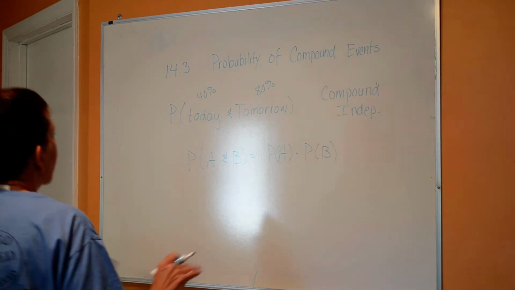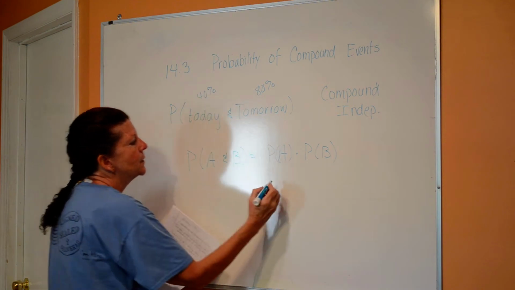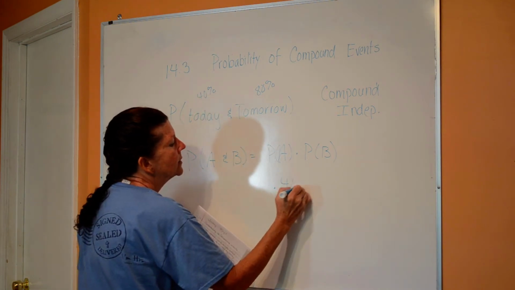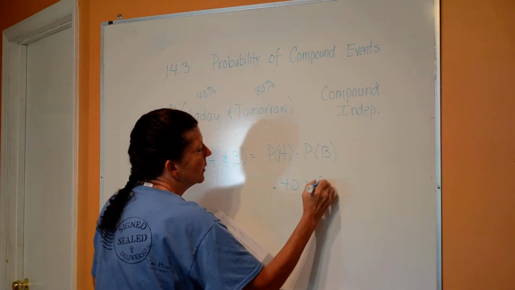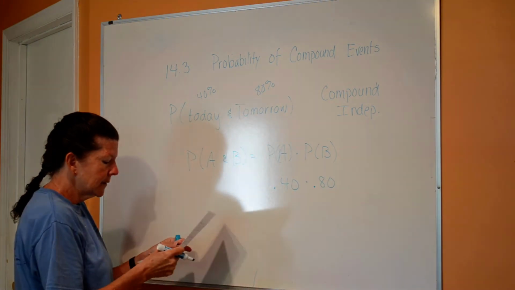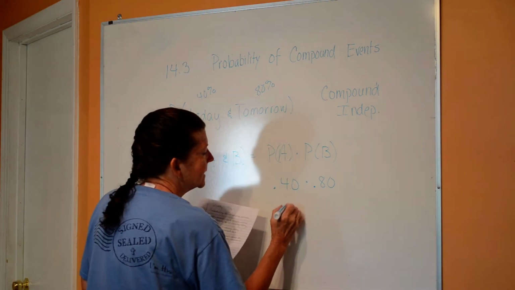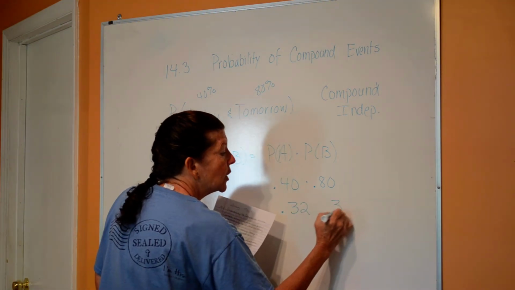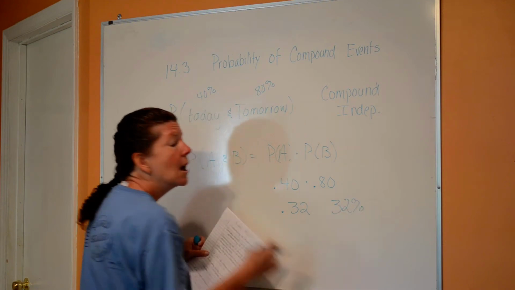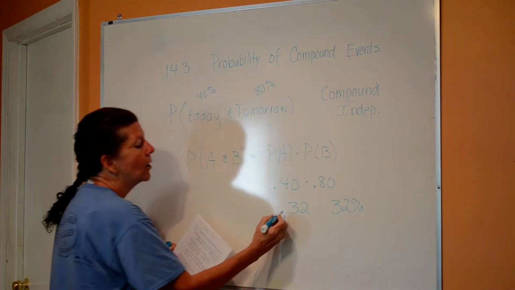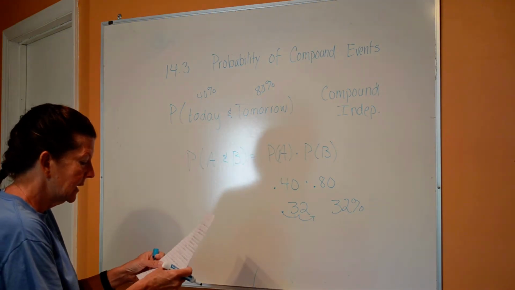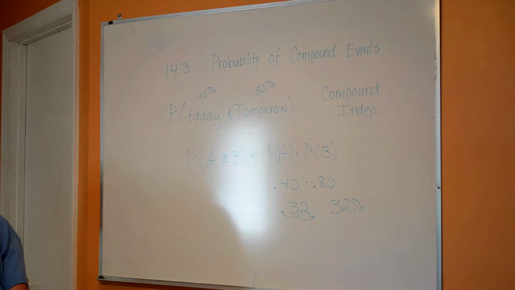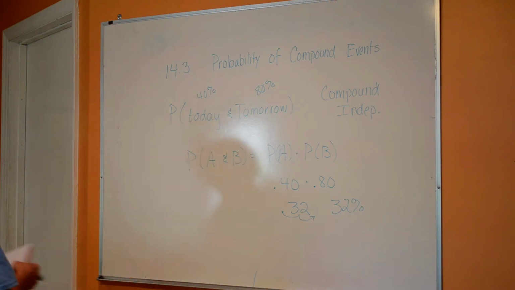It is. Okay, so I'm going to take that and move it into a decimal so I can do math on it. So that's decimal 0.4, 80%, decimal 0.80. When I multiply those together, I get 0.32. So there's a 32% chance of rain today and tomorrow. Because remember, I have to move my decimal 2 places to the right, which gives me 32%. All right, let's do another one.